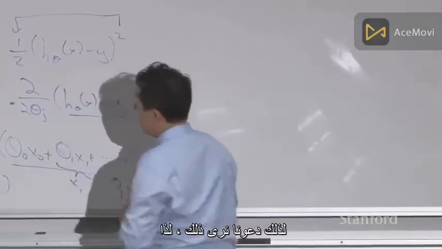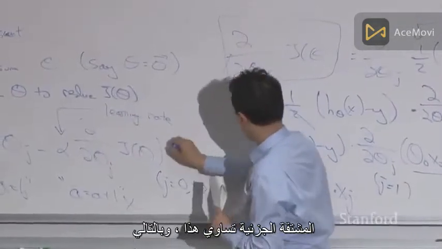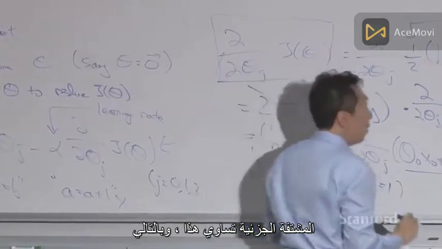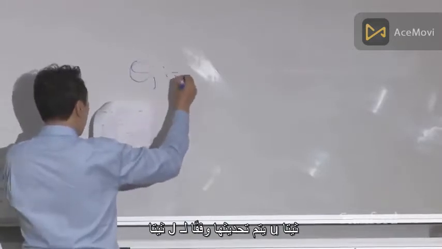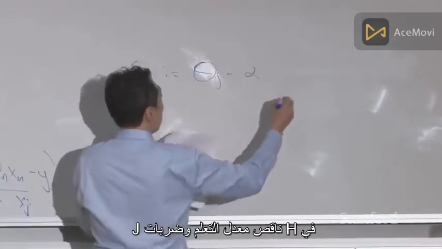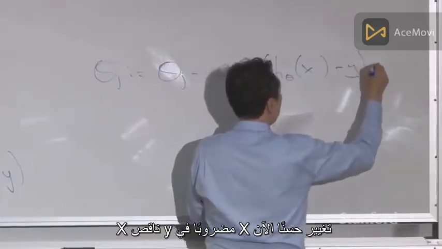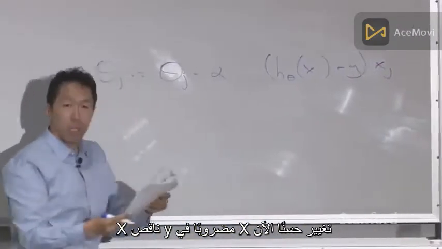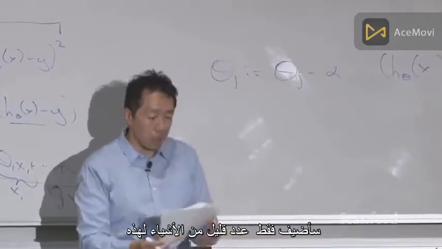So plugging this in, let's see. We've just calculated that this partial derivative is equal to this. And so plugging it back into that formula, one step of gradient descent is the following, which is that we will let theta j be updated according to theta j minus the learning rate times h of x minus y times xj. Okay? Now, I'm going to add a few more things to this equation.